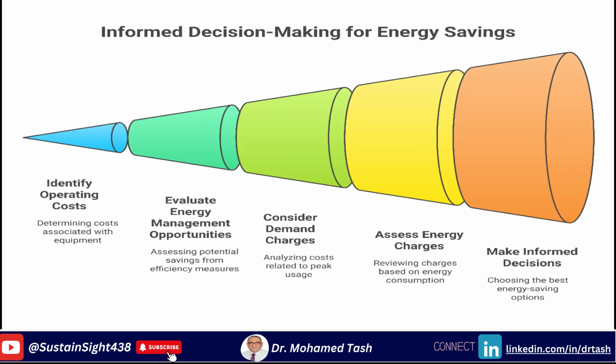Next, informed decision making. A solid grasp of rate structures lets you determine the operating costs of individual pieces of equipment. This is vital when evaluating potential savings from energy management opportunities, such as high-efficiency lighting or motors. So, understanding costs of demand charges, energy charges, and fuel adjustment is vital for making well-informed decisions.